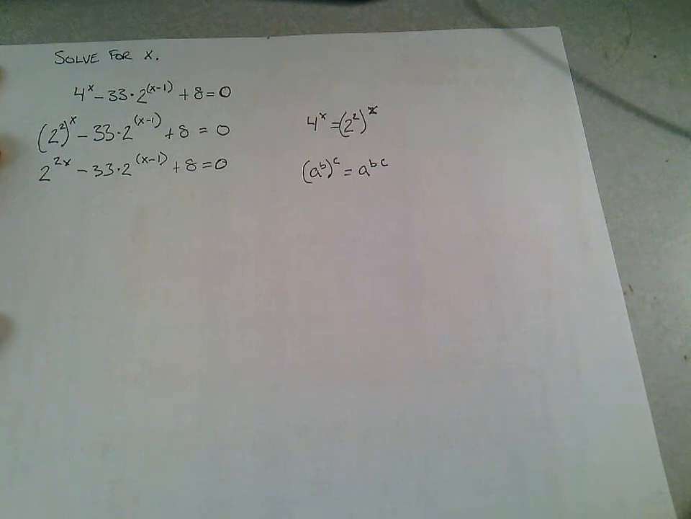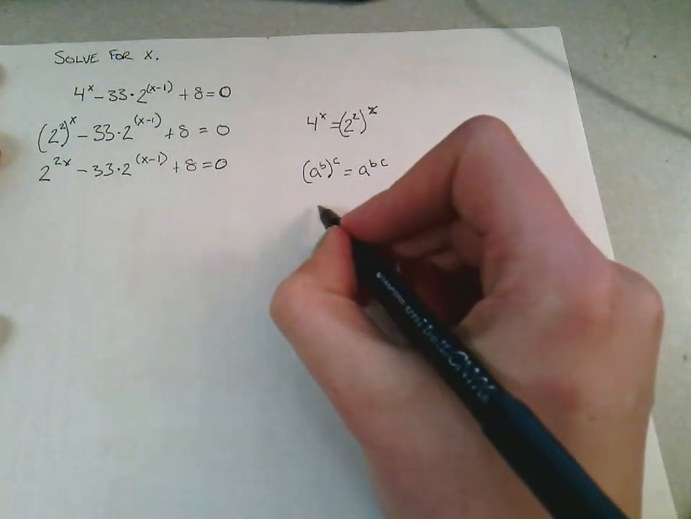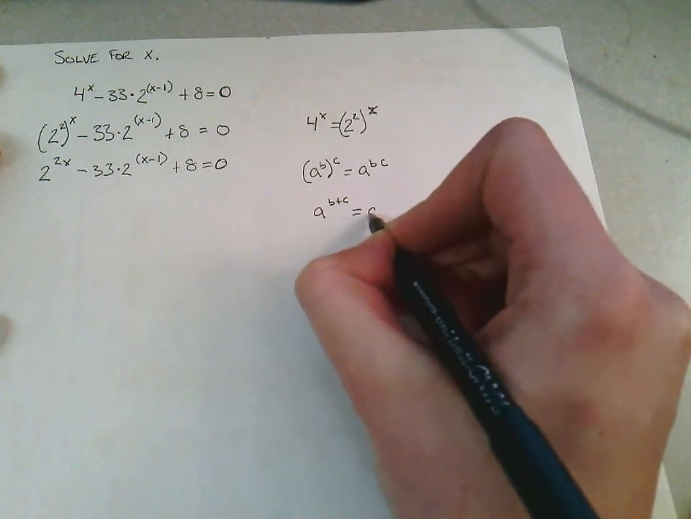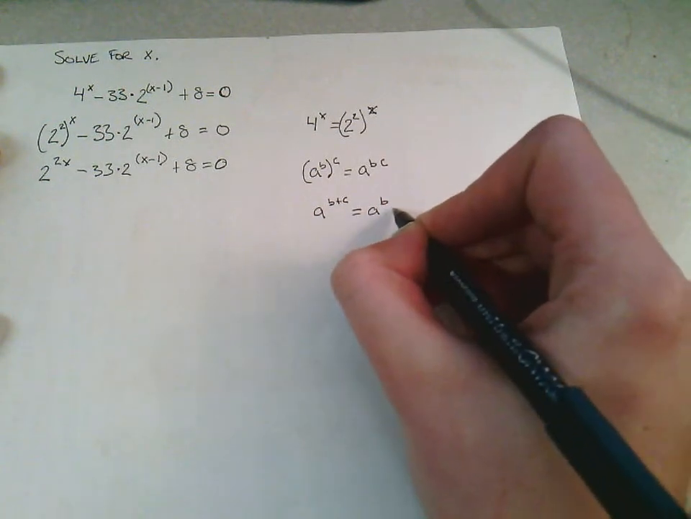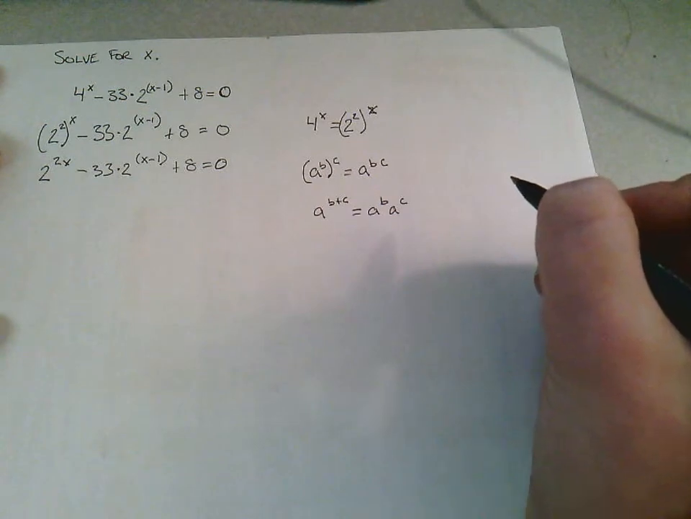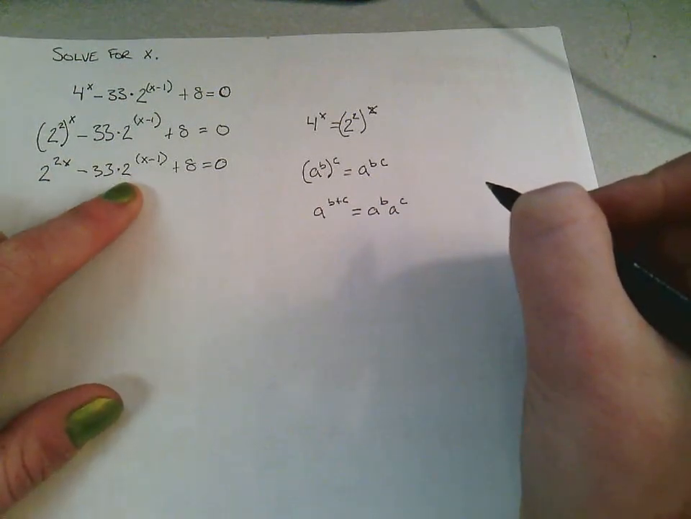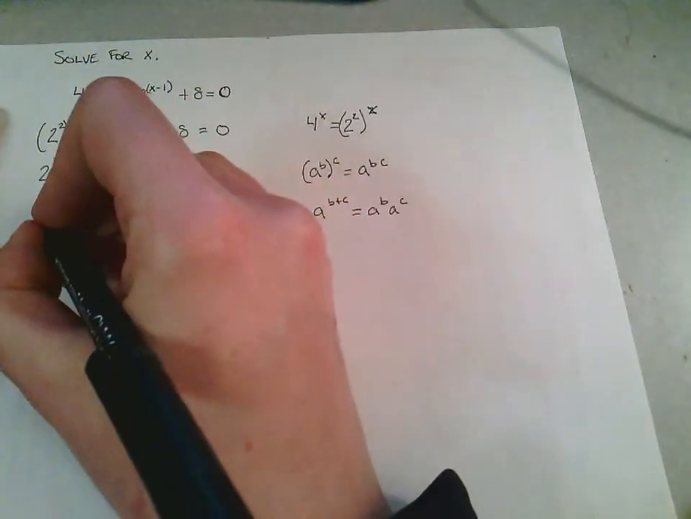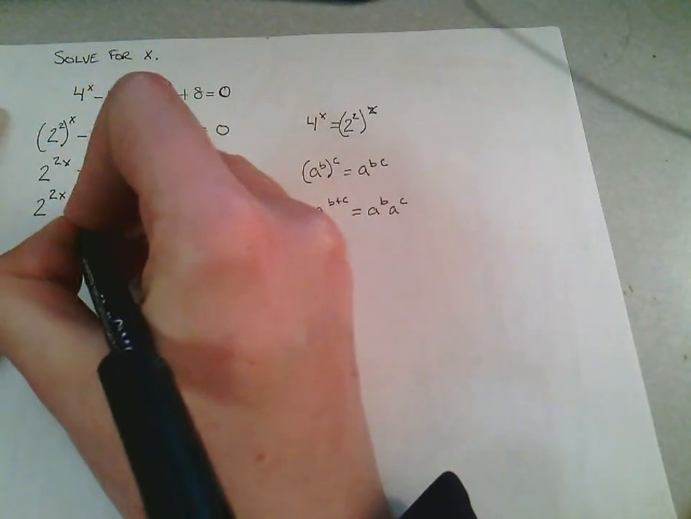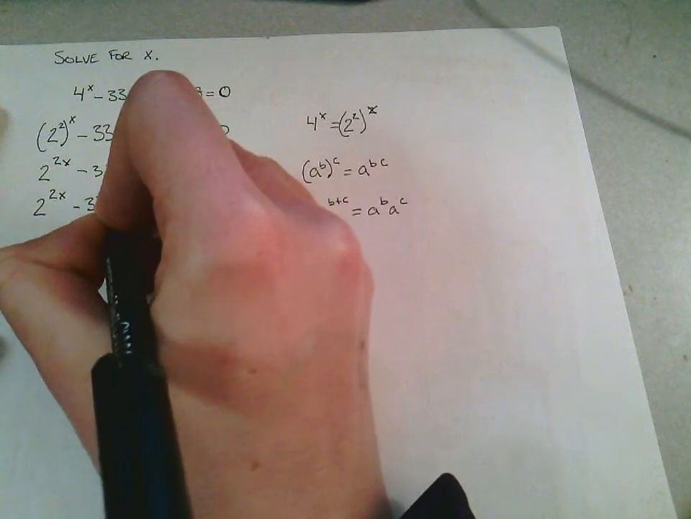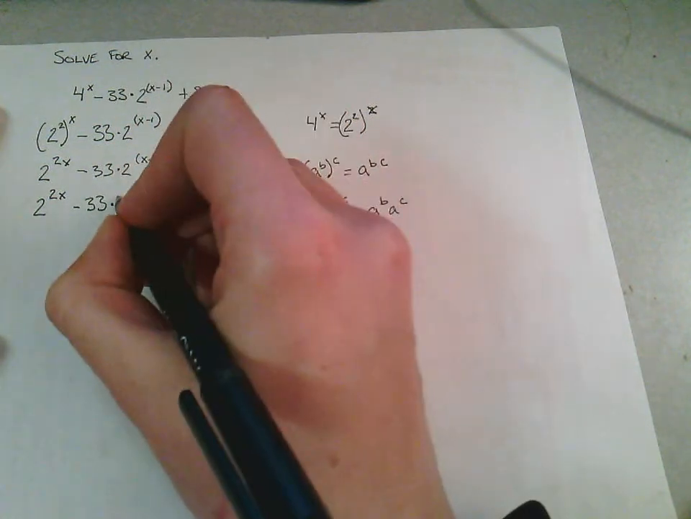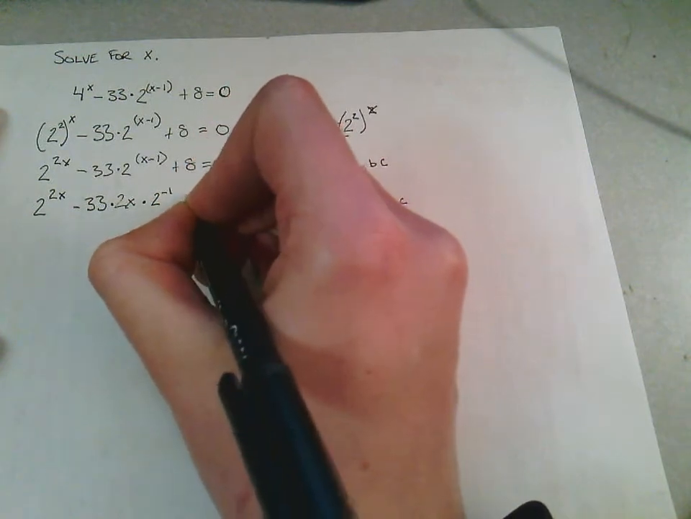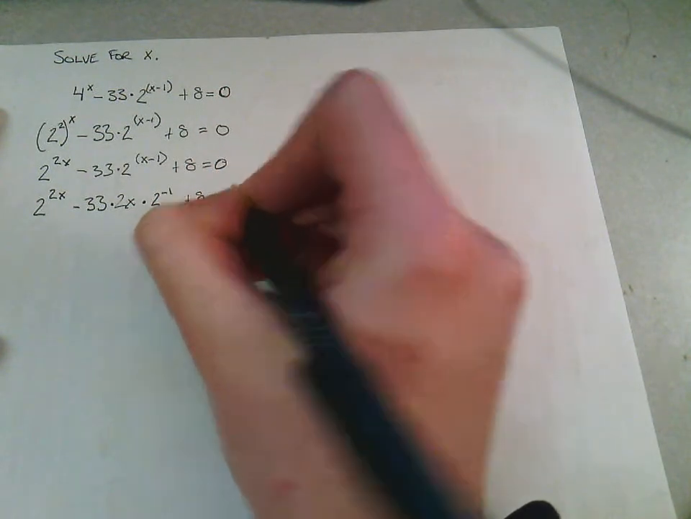But we'll apply another exponent rule here, which is a to the b plus c equals a to the b times a to the c. That will be applied to our 2 to the x minus 1. If we rewrite that out, we still have 2 to the 2x minus 33 times 2 to the x times 2 to the negative 1 plus 8 equals 0.